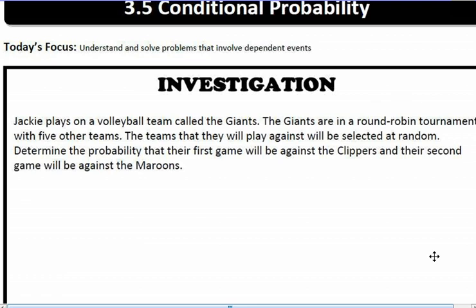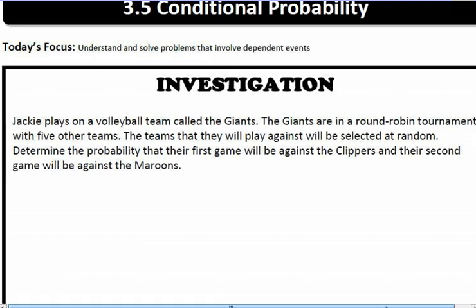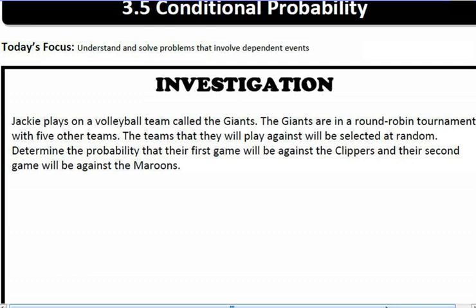What I'd like you to do, if you want to work with a partner or whatever, is look at this problem. Jackie plays on a volleyball team called the Giants. The Giants are in a round robin tournament with 5 other teams. The team that they will play against will be selected at random. Determine the probability that their first game will be the Clippers and their second game will be against the Maroons. After that, it doesn't matter who they play.